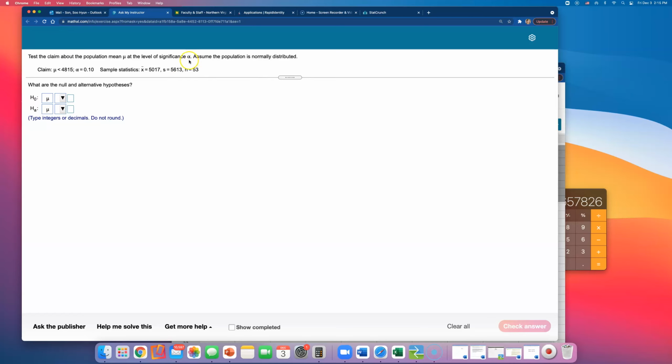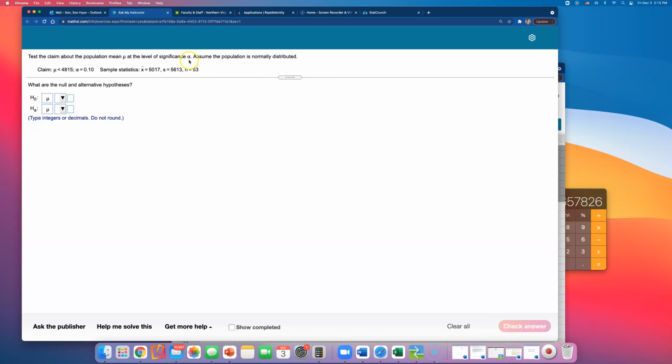If it is less than, greater than, or does not equal to, if it doesn't have equal to, that's automatically your alternative hypothesis. Null has to be the opposite of that, so it's just the direct opposite of strictly less than. So it needs to include greater than or equal to 4815. So that's how you identify the hypothesis.